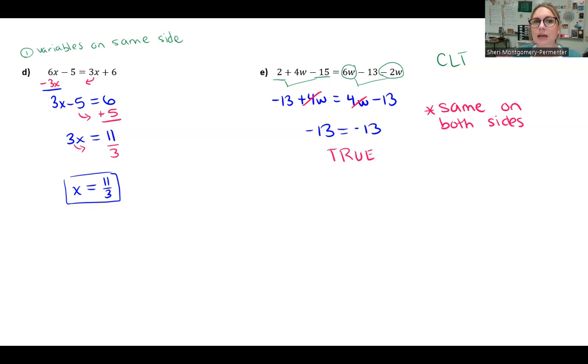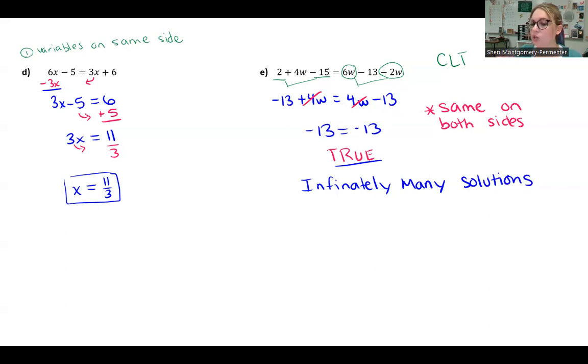So what that means is I can plug anything I want in for W. So the answer is not 0. It could be 0, but it could be anything else. It could be anything. So the answer is, when you get a true statement, the answer is infinitely many solutions.